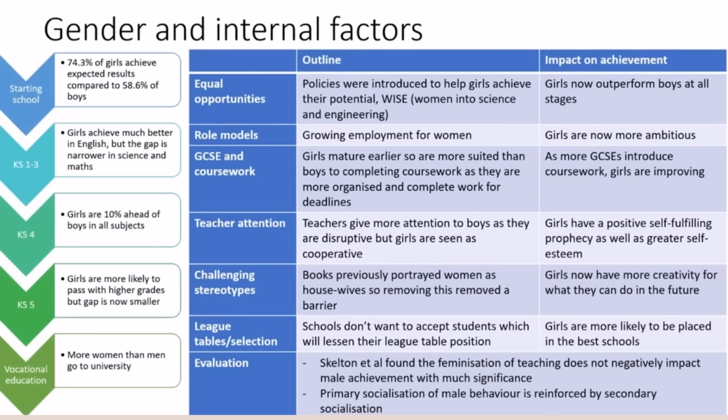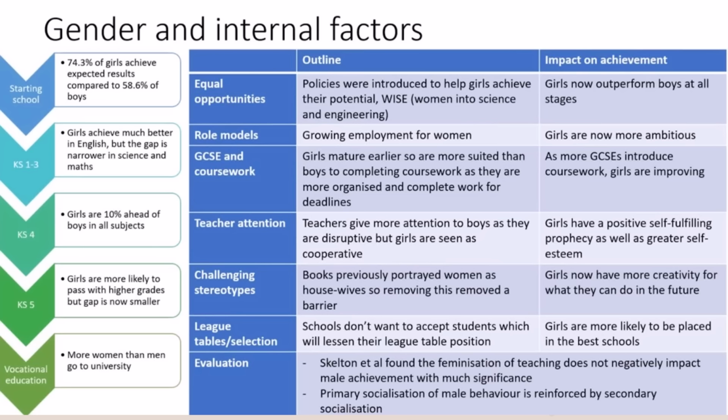Teacher attention. Teachers give more attention to boys as they are disruptive, but girls are seen as cooperative. So that's a factor that you could talk about, because if teachers have a positive outlook on the girls, thinking, oh yeah, they're cooperative, they'll do well, it'll cause the girls to also think that we're actually good students. So it'll cause them to have a positive self-fulfilling prophecy, instead of the negative ones that can come from labeling sometimes.